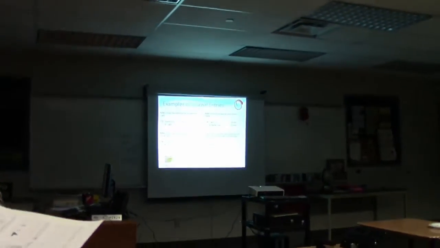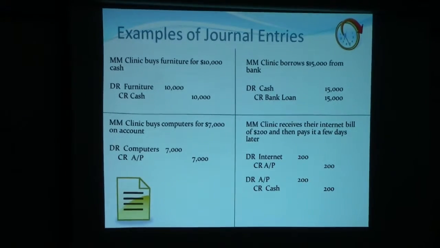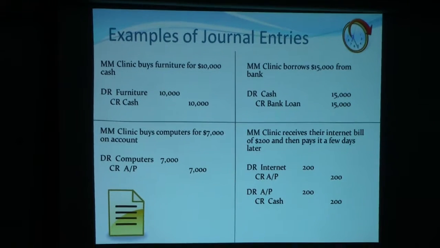Some of the examples as far as journal entries are concerned are listed in the next couple of slides. I've given you some transactions and some journal entries as a reference tool. Someone buys furniture, someone borrows money from the bank, someone buys computers on account, which means accounts payable, you may recall, and then someone receives an internet bill and pays the internet bill, which is two different transactions. So these are some of the journal entries that you will come across in this chapter and beyond.